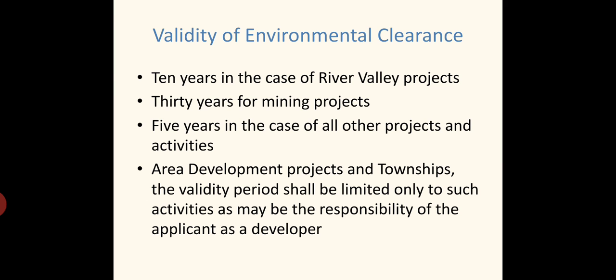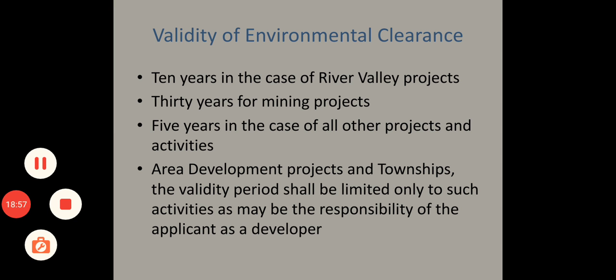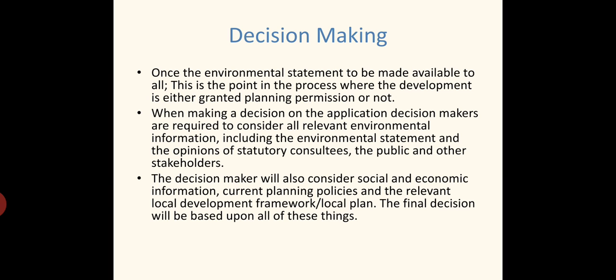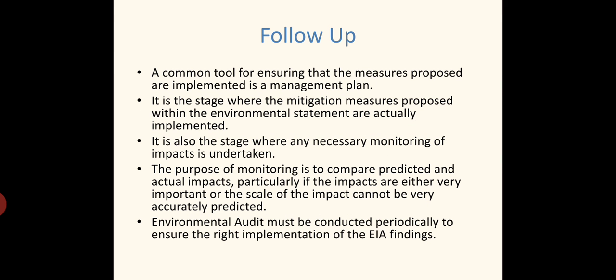Now the next process, validity of environmental clearance. With the follow-up, the environmental impact assessment process is over. As I have already told, during decision making, the main thing is whether to give permission or not. That was the decision to be made. So if the permission is granted, then only the follow-up process is having importance. If permission is not granted, then the project cannot be implemented, and they can resubmit starting from the initial stages itself by making their own modifications.